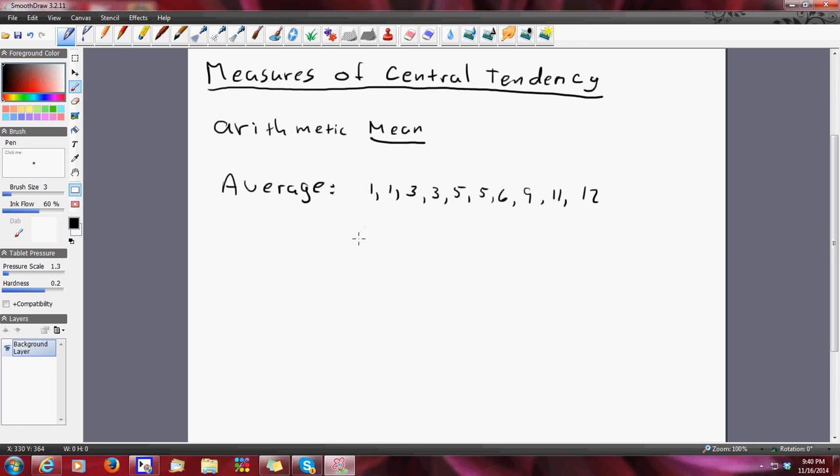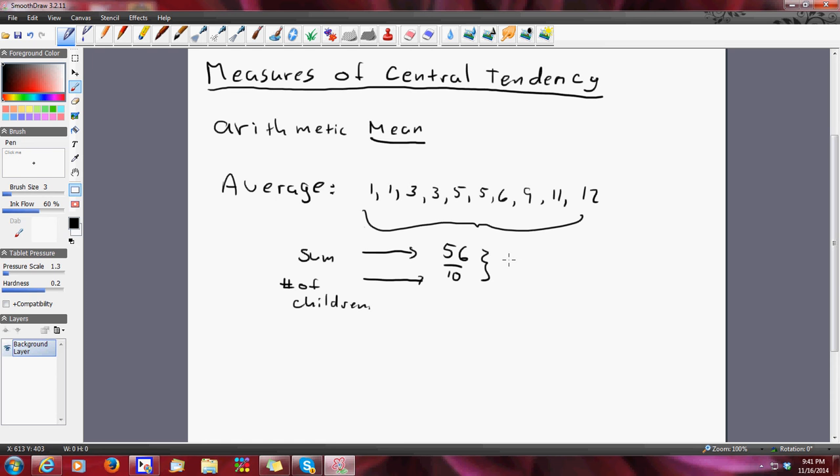And so to find their average, I just add them all up. 1 and 1 is 2, 5, 8, 18, 24, 33, 44, 56. So when I add up all 10 of these children, I get 56. And I divide by 10. This is the sum, and this is the number of children. And so the average age of all my nieces and nephews, and my own children I should say, is 5.6 years.